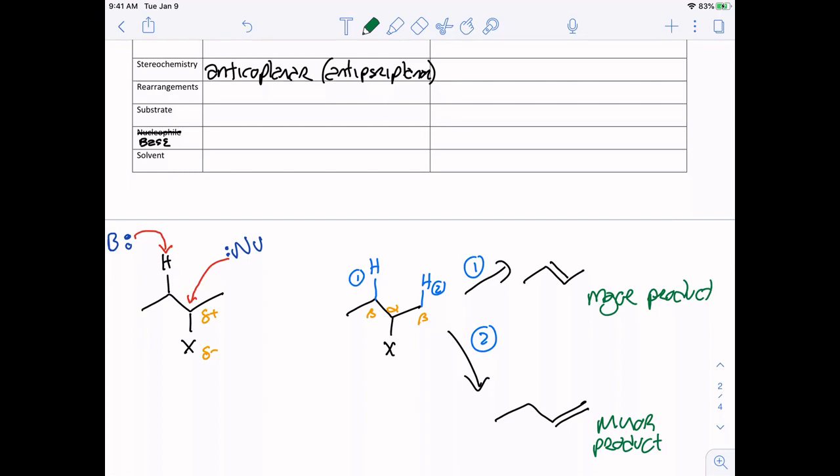If you actually draw only the minor product, I'll take off some because I don't know that you know that it's the minor product. You're not following Zaysev's rule. If you want to draw both of them, that's fine, but you're going to need to label which one's major and minor because, again, I don't know that you know that you need to follow Zaysev's rule. So unless I say draw all possible products, you need to draw major. If you draw both, make sure you tell me which one's the major product. I need to know that you know that.